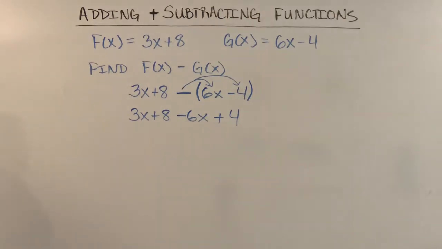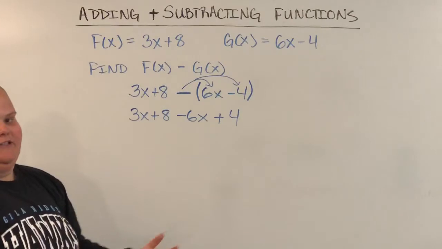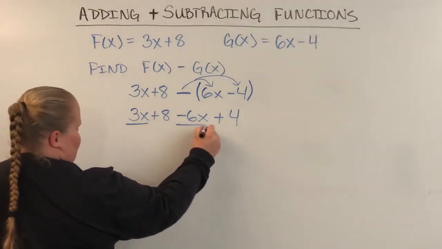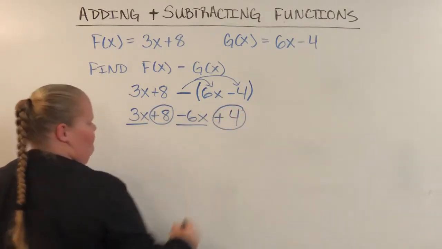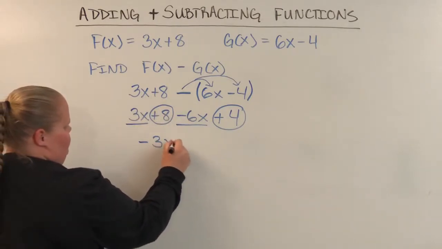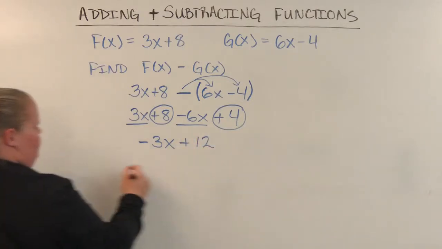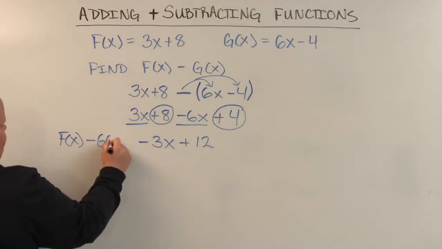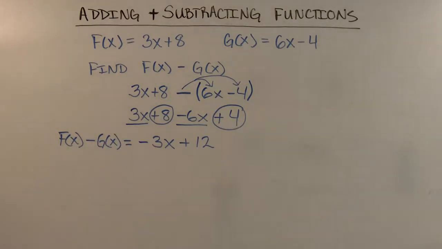And once I'm here, it's the same deal. I'm going to find my like terms. I'm going to combine them, and that's going to be that. So my like terms are a positive 3x and a negative 6x, and a positive 8 and a positive 4. So 3x minus 6x, that's going to be negative 3x. 8 plus 4, that's going to be a positive 12. So f of x minus g of x is going to be negative 3x plus 12.